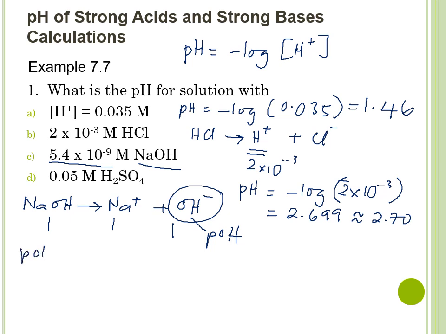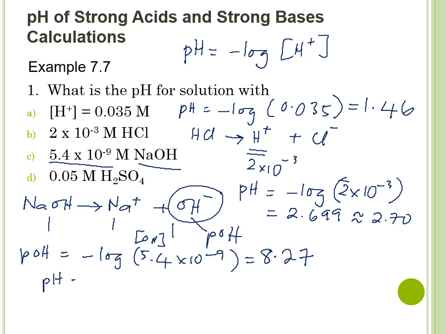So pOH equals negative log of the concentration, 5.4 times 10 to the power of negative 9. This is the concentration of OH-, not H+. So we're going to get pOH equals, press your calculator and you get 8.27. Now this is not pH yet.